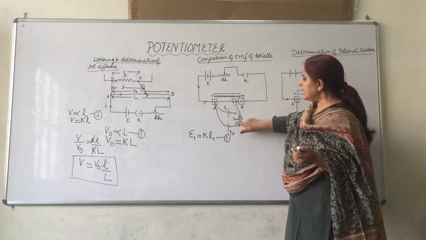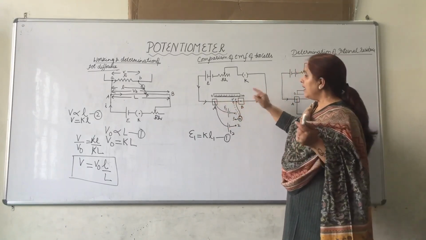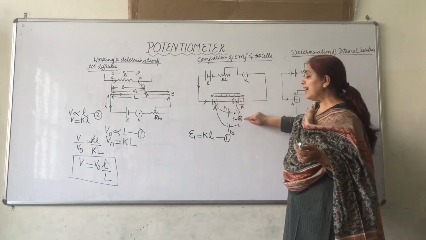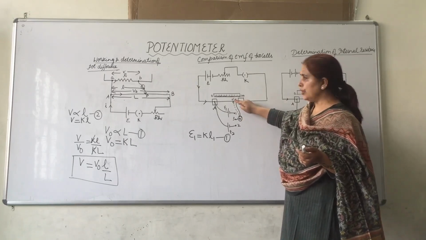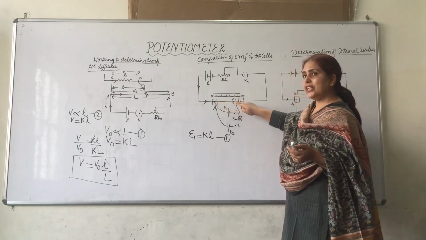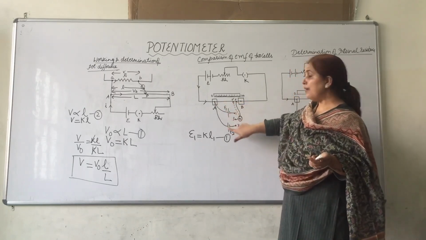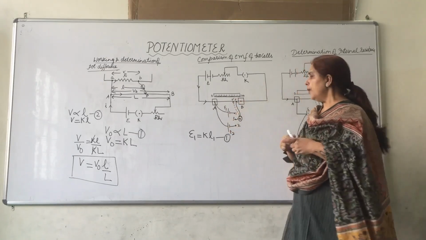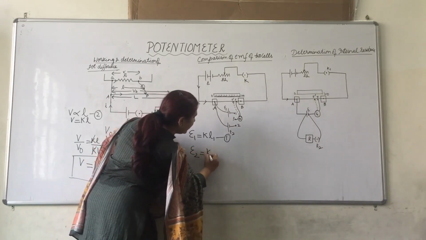For this cell, we slide the jockey on the potentiometer wire and note down the point where we get the null point, that means zero deflection in the galvanometer. Suppose that point is J dash. Now we note down AJ dash. Let that be equal to L2. That gives us the EMF of the cell E2, because now E2 is in the circuit. So E2 is equal to KL2.